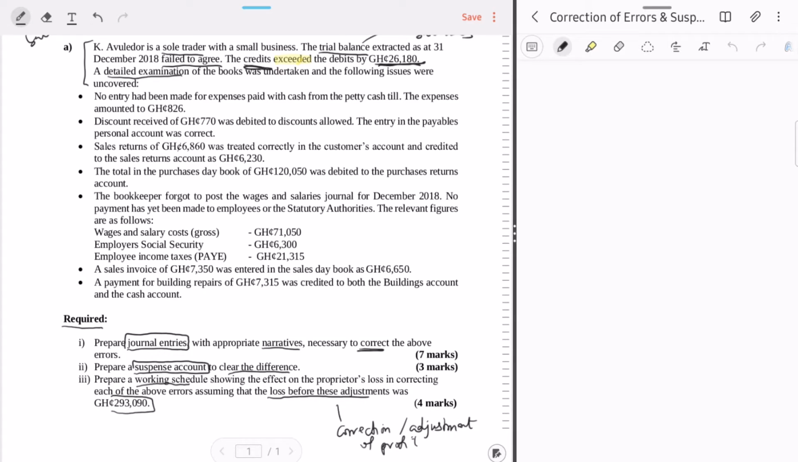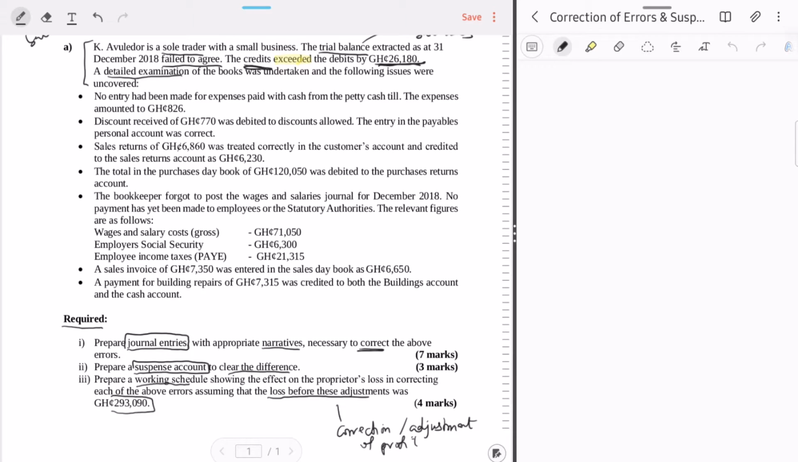There are different approaches. There are some that require you to memorize a certain approach, memorize a certain method. I will show you the easiest way in the world ever to correct profit arising from errors that you have corrected. So, first thing we'll do is to correct the errors. Next is to prepare a suspense account. And this final one will be to prepare a statement or a schedule that will correct the business's profit or loss based on the errors we have corrected.